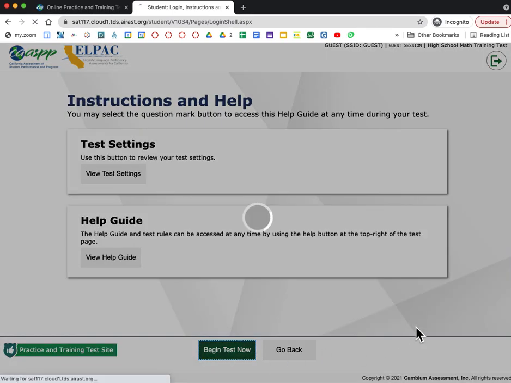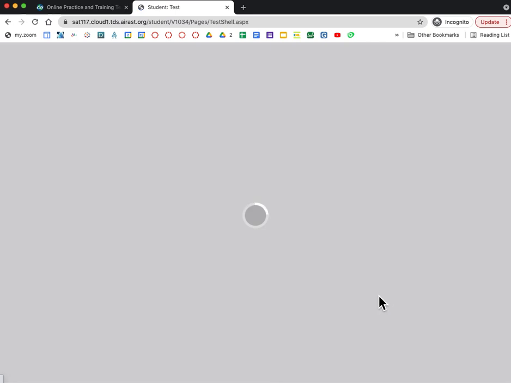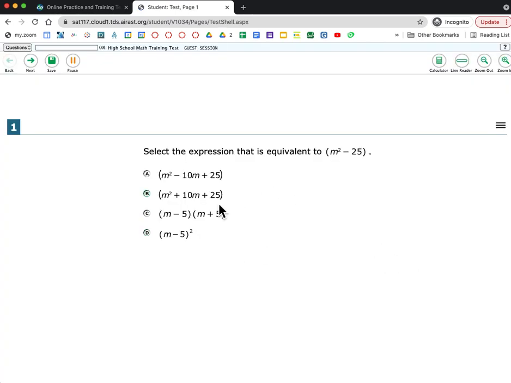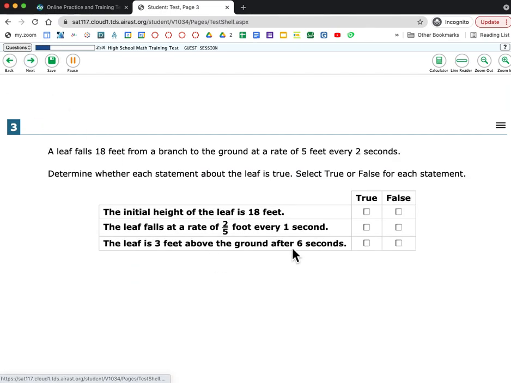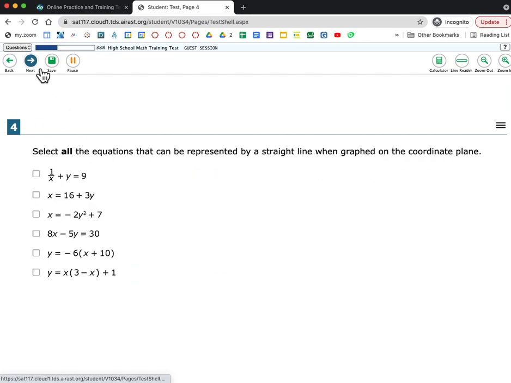Press continue. Press begin. So we're going to fast forward through the first 3 pages because we already did them. So just go ahead and click anything. Doesn't matter what you click. You just have to answer something.